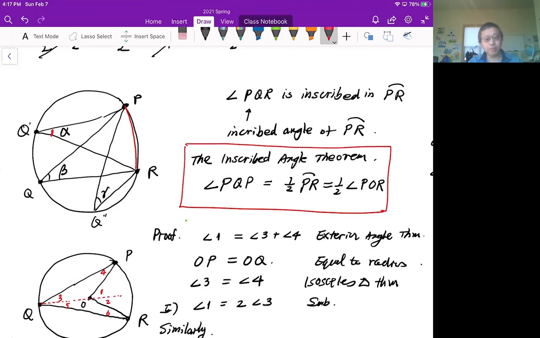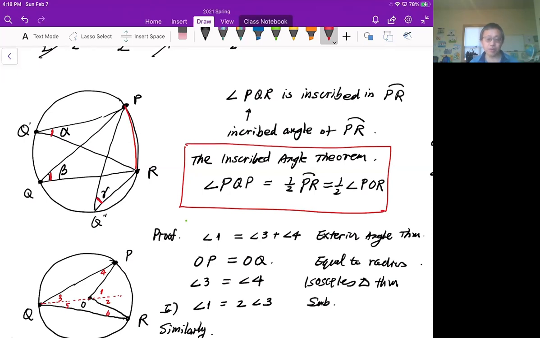You can just pick any point from the arc, Q or Q prime or Q prime prime, and then the other two points will be P and R. So you can get the angle here, alpha, or you can get another point and get a beta here, or a third one, gamma here. Alpha, beta, and gamma. Now, the core thing is that for the three angles, alpha, beta, and gamma, they are all equal.